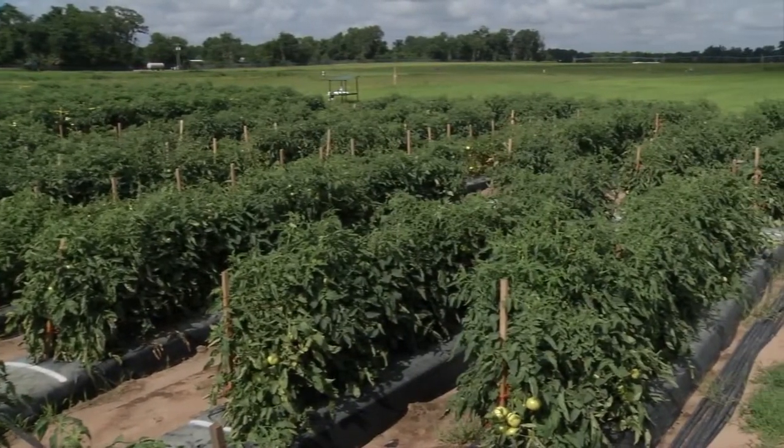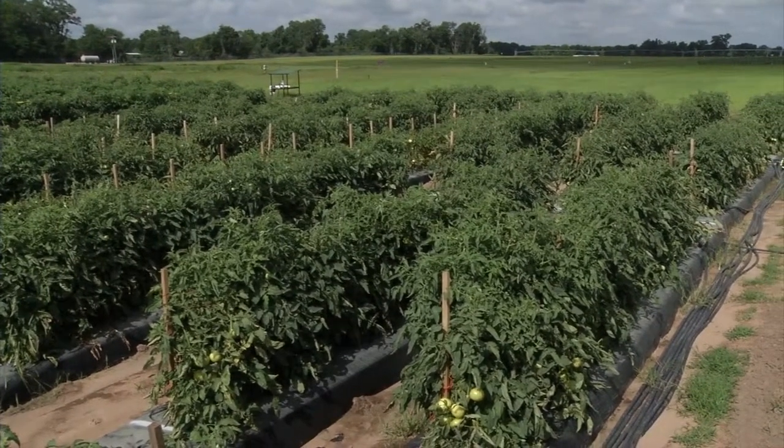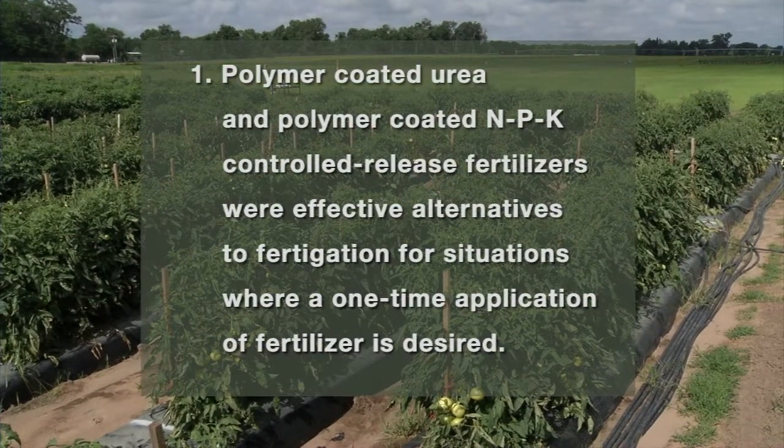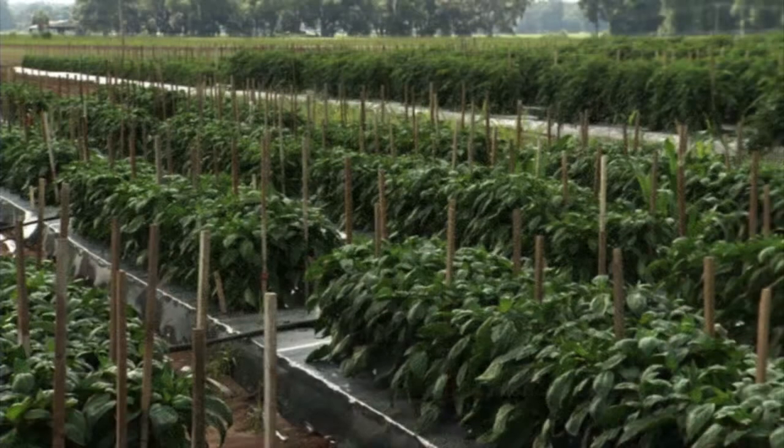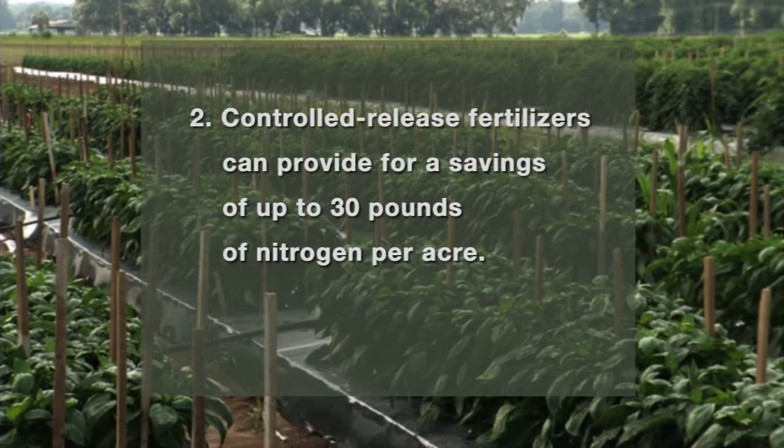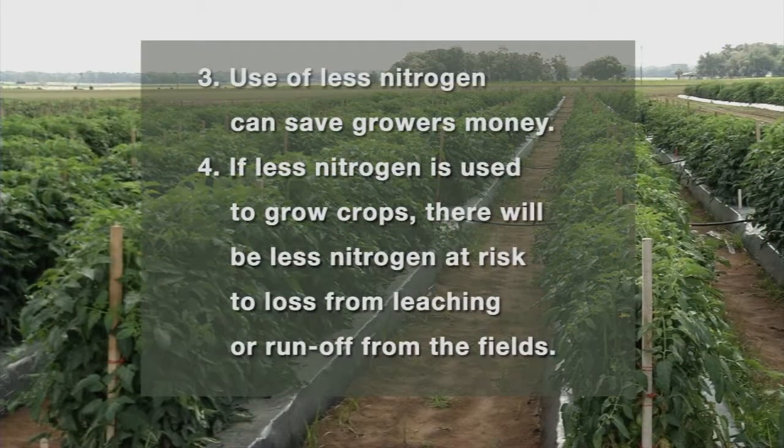Overall, our research with several vegetables and controlled release fertilizers showed the following. Polymer-coated urea and polymer-coated NPK controlled release fertilizers were effective alternatives to fertigation for situations where a one-time application of fertilizer is desired. Secondly, controlled release fertilizers can provide for a savings of up to 30 pounds of nitrogen per acre. This is an advantage because less nitrogen needed by the growers for their crops is a financial savings, and if we can use less nitrogen to grow crops, there would also be less nitrogen at risk to loss to leaching or runoff from the fields.